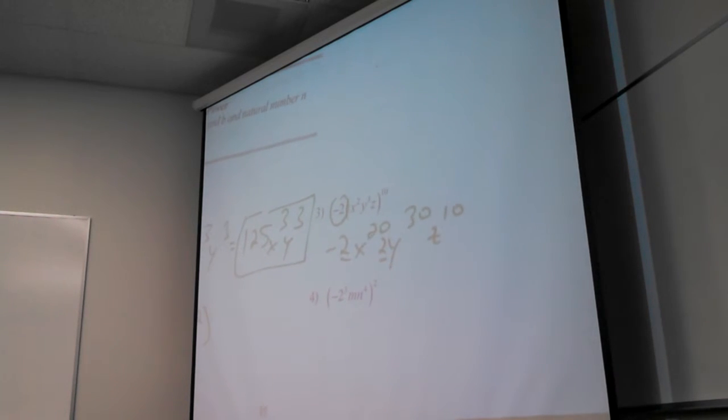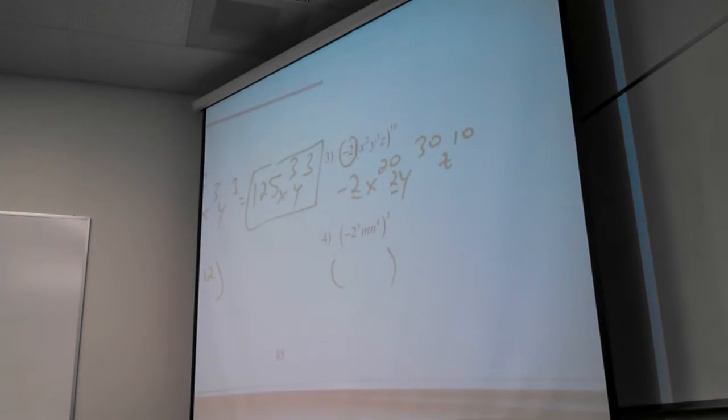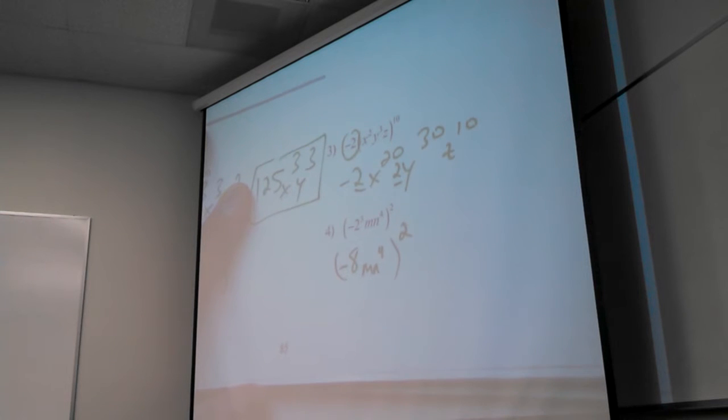All right. Maybe. What about number 4? What can I do on the inside first? What's the only thing inside that I can do? Yeah, what's 2 cubed? 8. So the inside is simplified. Now I can square.